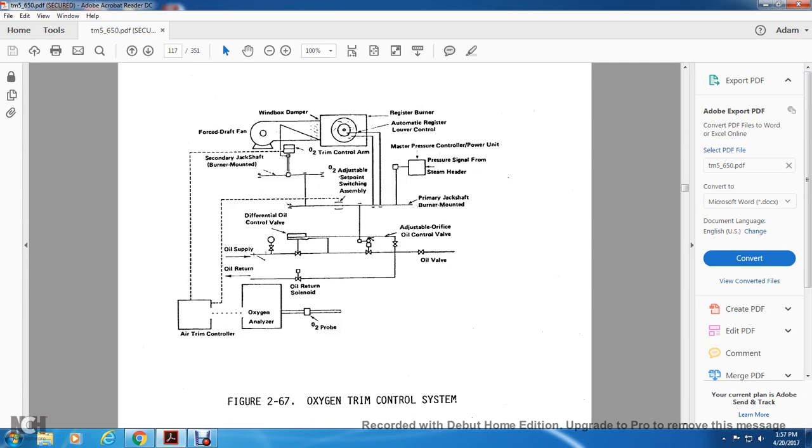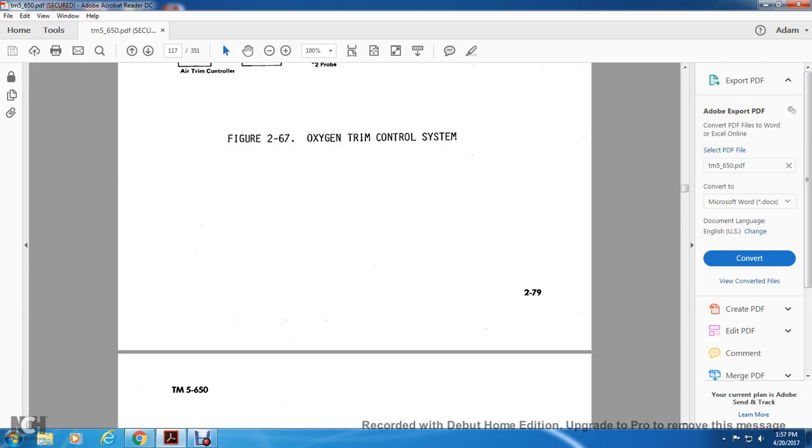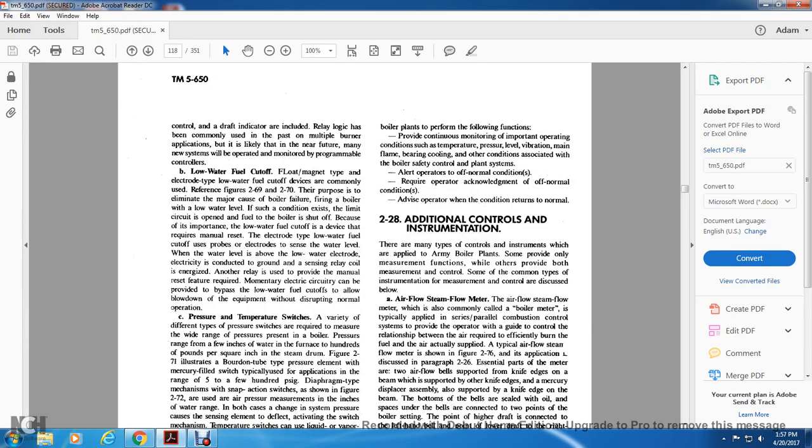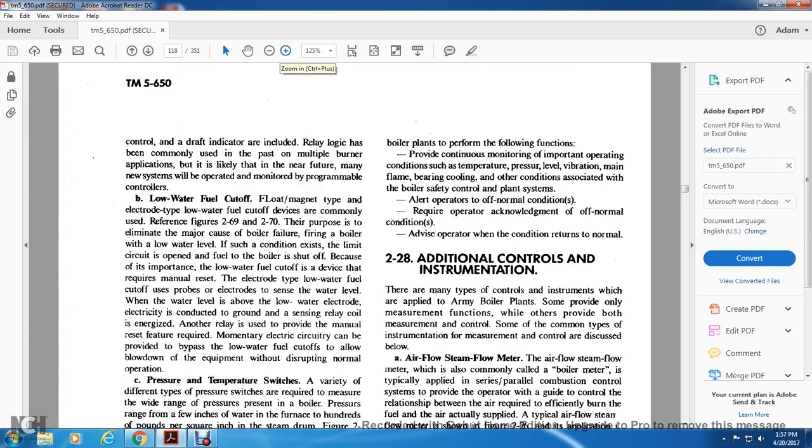On the far side of the air trim controller, you have the secondary jack shaft burner mounted, forced draft fan, wind box, O2 trim control register, burner automatic register, louver control, master pressure control power unit. Air control and the draft indicator are included.